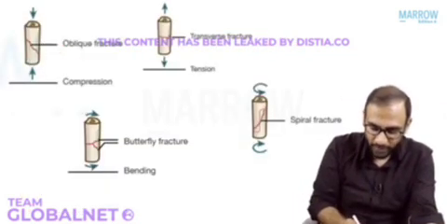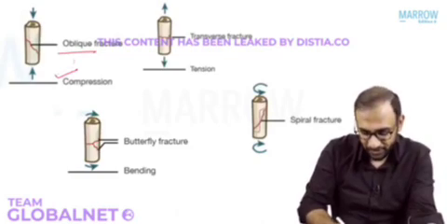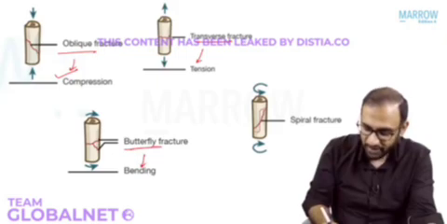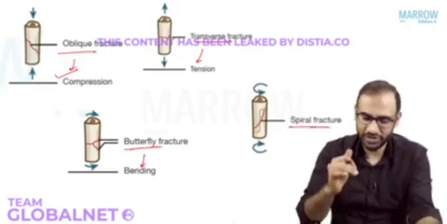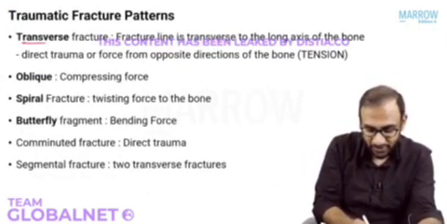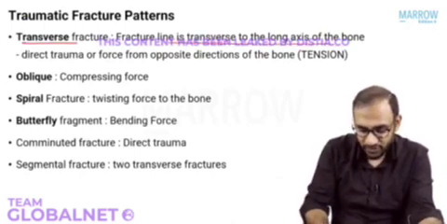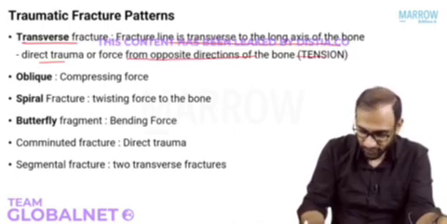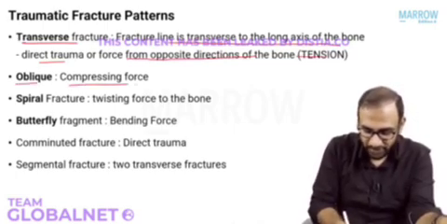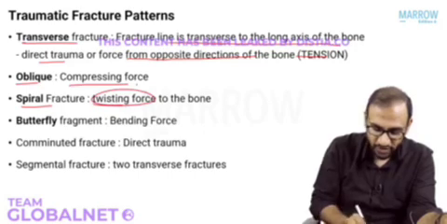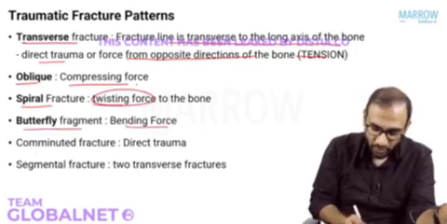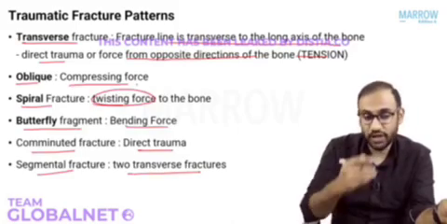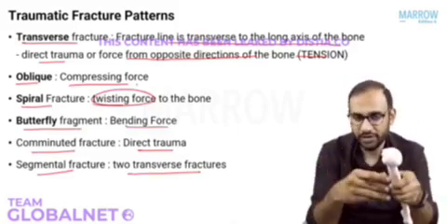Again with the forces, oblique fracture is compression force, transverse fracture is tension force or distractive force, butterfly fracture is bending force, and spiral fracture is twisting force. As promised, everything is written. Transverse fracture, line is transverse to the long axis of the bone, direct trauma or force from opposite directions of the bone known as tension force. Oblique fracture, compression force, spiral fracture, twisting force, butterfly fragment seen in bending force, comminuted fractures, direct trauma, segmental fracture where two transverse fractures divide the bone into multiple segments.